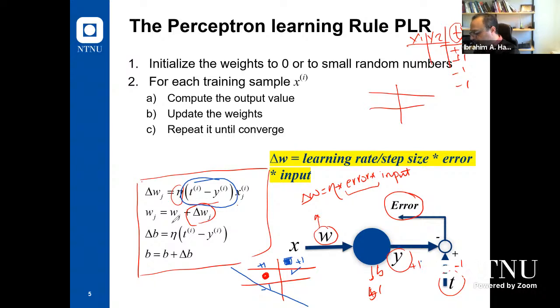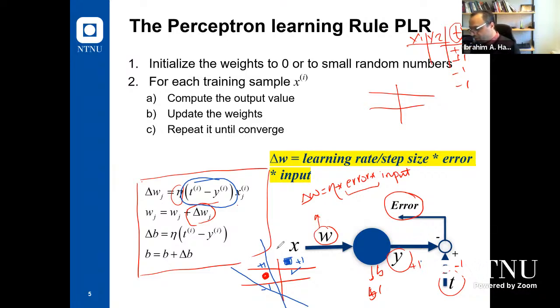So I need to rotate the line, because when we change omega, we will rotate the line. So now I need to minimize omega by some small value. This value will be the learning rate multiplied by error multiplied by the input, right? So in this case, we will change the line because I need to decrease the slope of the line. So maybe the slope of the line will look like this one. So we will try to move the line in a way to correctly classify each example, and we will do this one example by example.